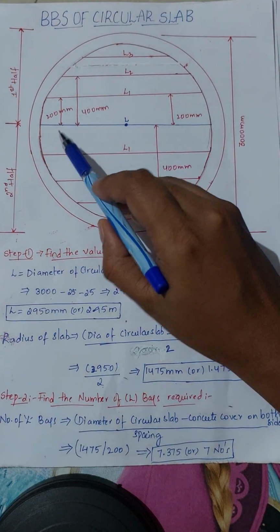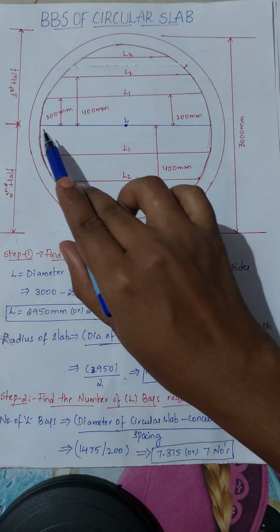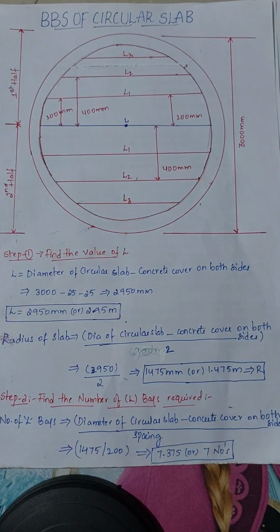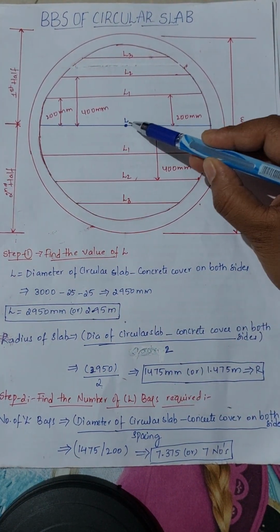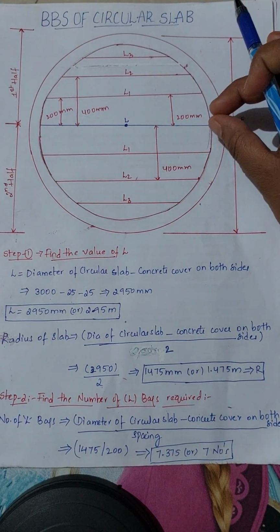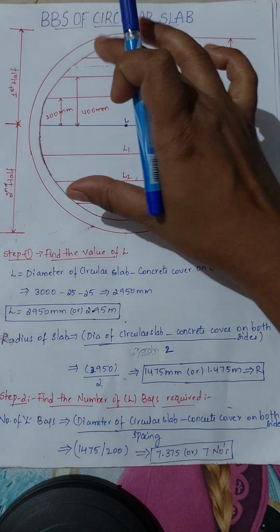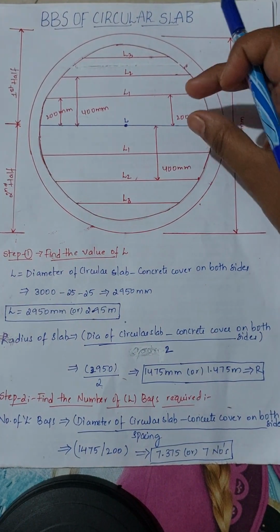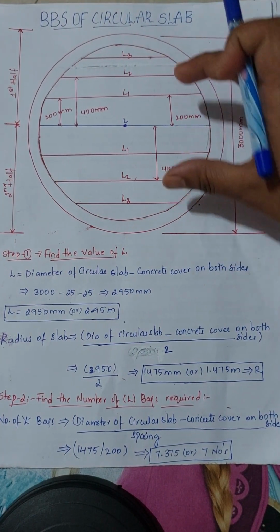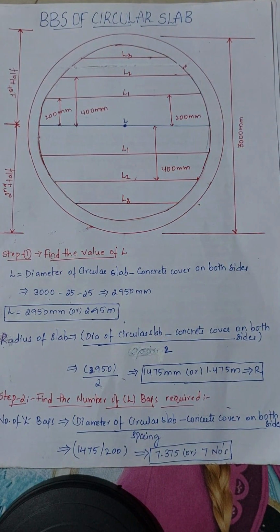Let us consider, firstly, we are taking the main bar at this position, which is length L. We are finding only this length L first, which we are providing in a circular slab. We will discuss how many L's we have to provide, and then we will do the calculation. So consider this L firstly.